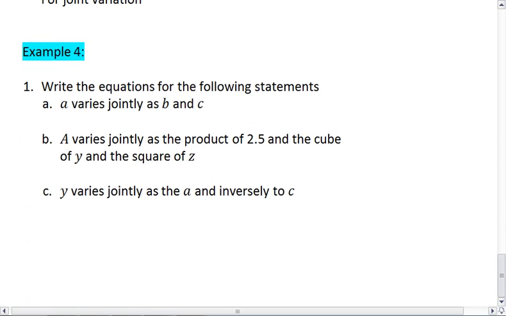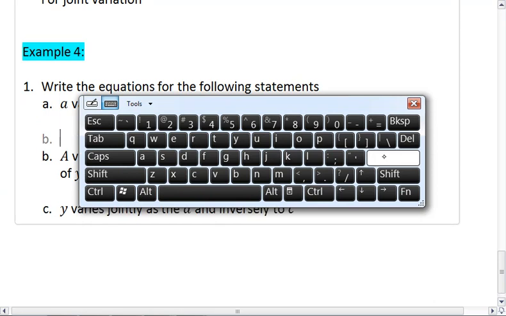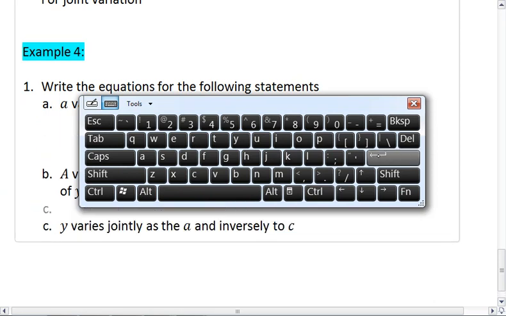Let's look at example 4. I want you to write the equations for the following statements. Again, try this on your own first, and then resume the video when you're ready to see my solutions. Alright, let's give us a little bit more space.